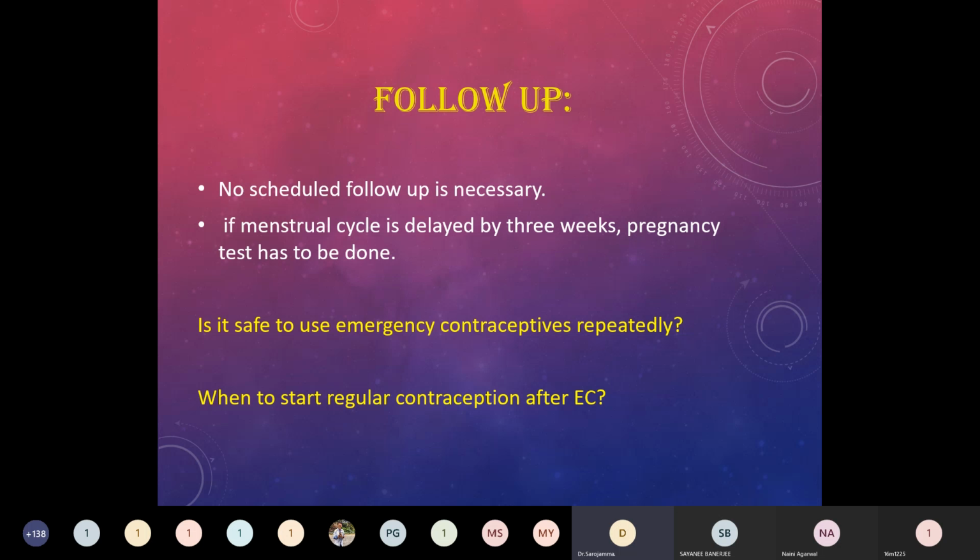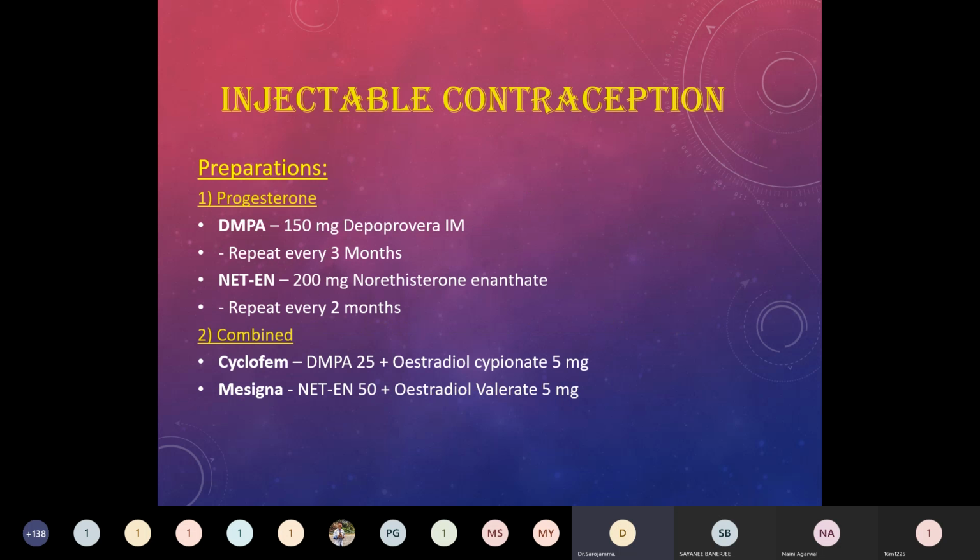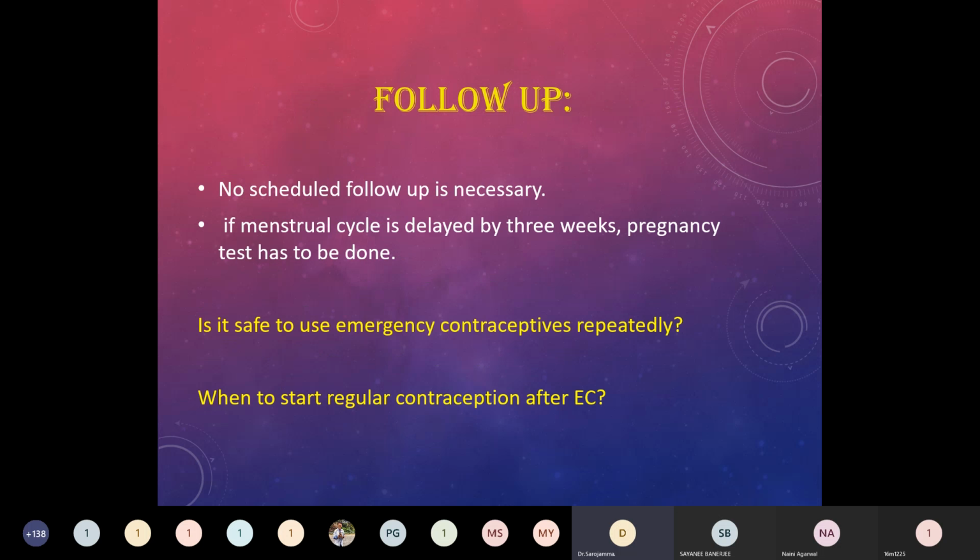No scheduled follow-up is necessary for these emergency contraceptive methods. And if they miss the cycle, they have to suspect pregnancy, and a pregnancy test has to be done. This is the question commonly asked by many women: whether they can do this.